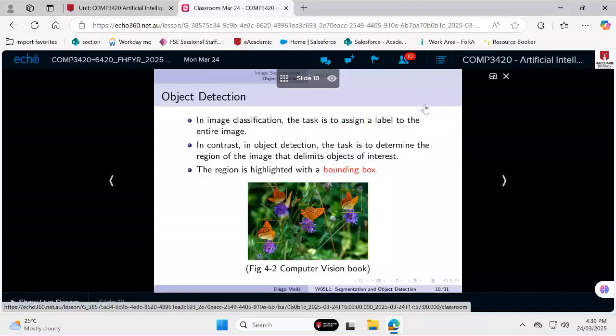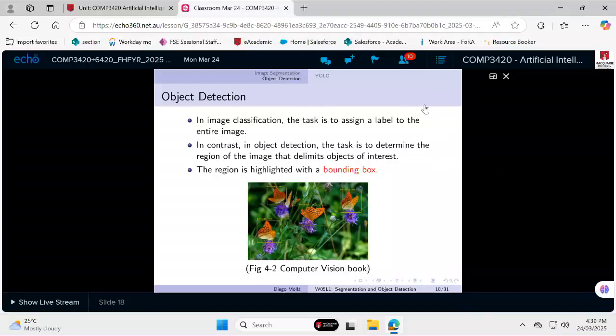Image classification, the task is to assign a label to the image. In object detection, the task is to find a bounding box for every object that you want to detect. This bounding box is basically a rectangle. It means the coordinates of the center of the box, and then the size of the box, like the height and the width of the box.